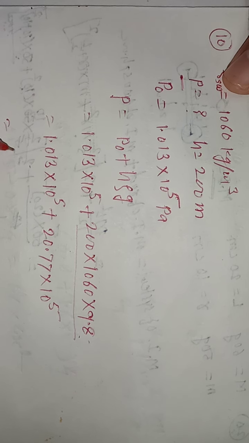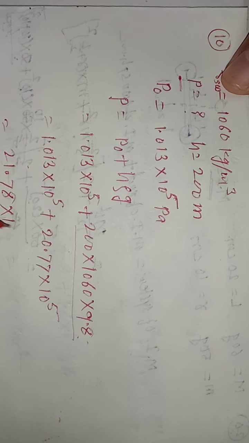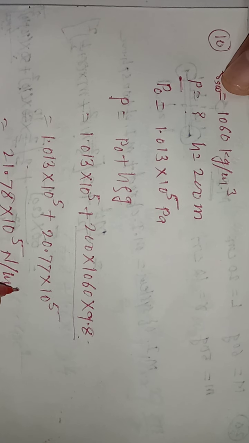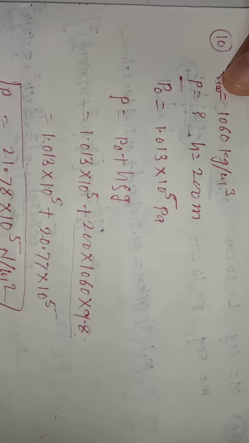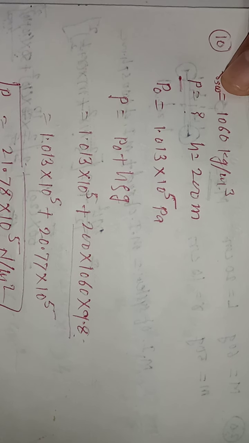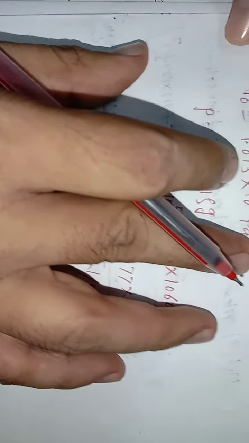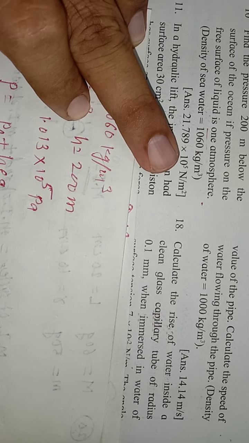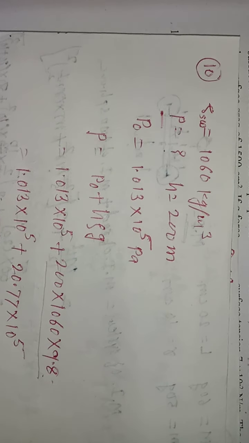When we add this, we get 21.78 into 10 raised to 5 Newton per meter square. Pressure P is equal to 21.78 into 10 raised to 5 Newton per meter square, this is the answer. Then we go for the second problem.